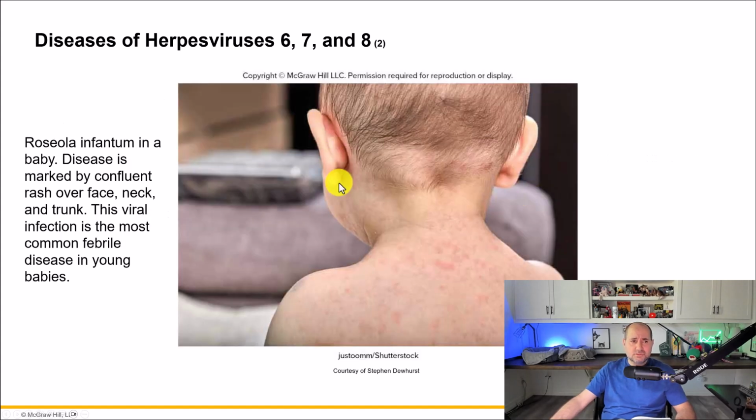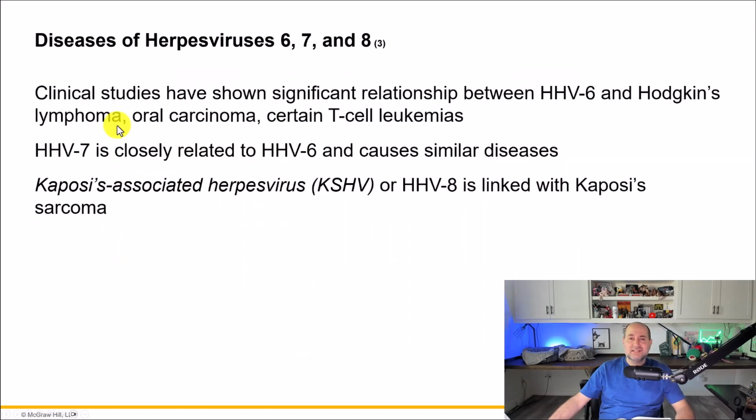Here you can see what roseola looks like. This is roseola infantum in a baby. It's marked by this confluent rash all over the face, the neck, and the trunk. This viral infection is the most common febrile disease in young babies. And a febrile disease is any disease that's associated with a fever or elevated body temperature. And unfortunately, clinical studies have shown a significant relationship between HHV6 and types of cancer, including Hodgkin's lymphoma, oral carcinoma, and certain T-cell leukemias as well.